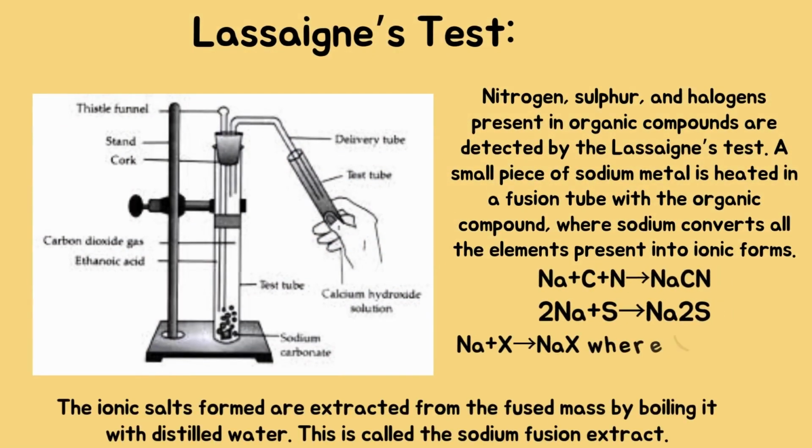Next is Lassaigne's test. Nitrogen, sulfur, and halogens present in organic compounds are detected by Lassaigne's test. A small piece of sodium metal is heated in a fusion tube with the organic compound, where sodium converts all the elements present into ionic forms. Na + C + N → NaCN, 2Na + S → Na2S, Na + X → NaX, where X equals Cl, Br, or I. The ionic salts formed are extracted from the fused mass by boiling it with distilled water. This is called the sodium fusion extract.